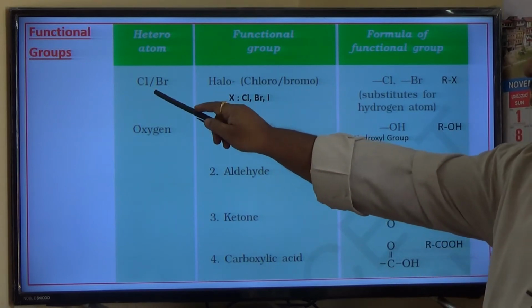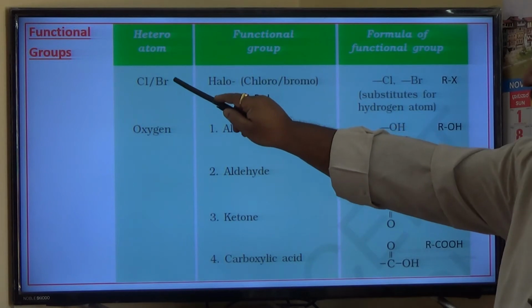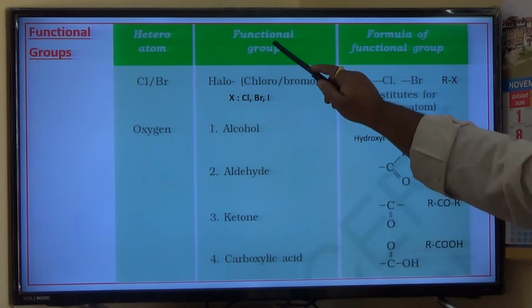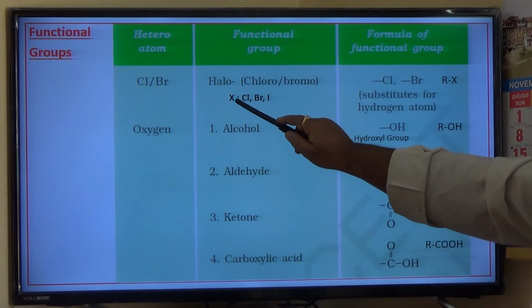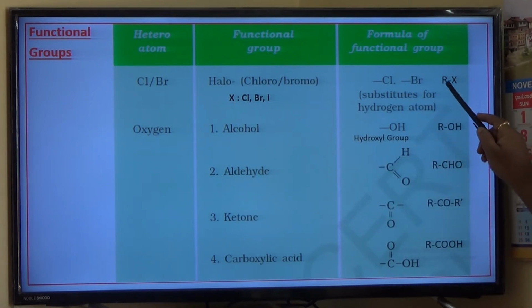First, if chlorine and bromine, or the halogens, are the heteroatoms, then the functional group is called halogens, represented by X, and this is the functional group formula. Rx is the general formula for the carbon chain containing a halogen group.